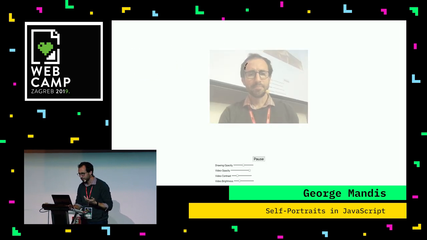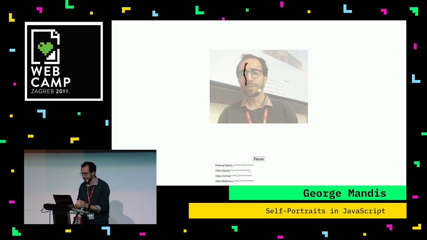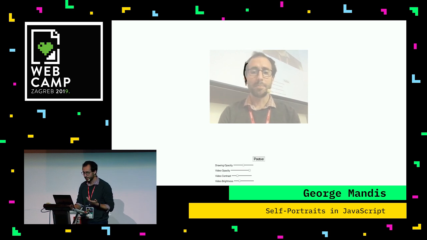I made the drawing tool a little more sophisticated. I decided maybe there's a way I can use some of the CSS filters on the canvas to adjust the contrast and the brightness. So now I can see the hard edges a little more clearly on my face as I try to trace them. It's kind of interesting. Kind of works. You get the idea.